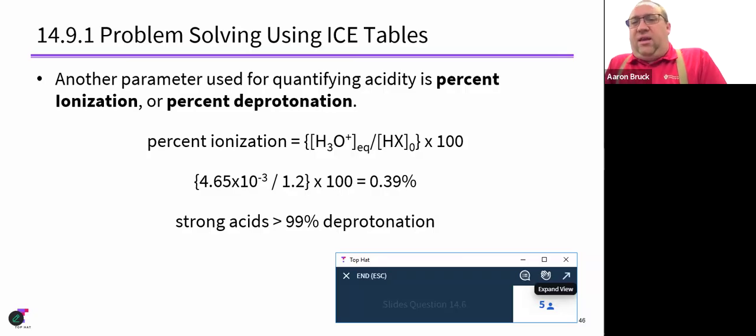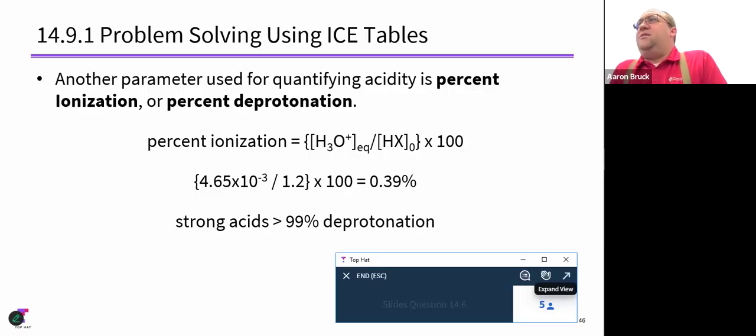But the idea behind it is we compare the amount of hydronium generated by the reaction with the acid into the water. And we compare that by looking at, well, okay, what was the concentration of hydronium at equilibrium compared to the initial concentration of the acid? And what we'll see is that for a lot of these weak acids, this percent ionization is going to be in the 5 to 10% kind of range.